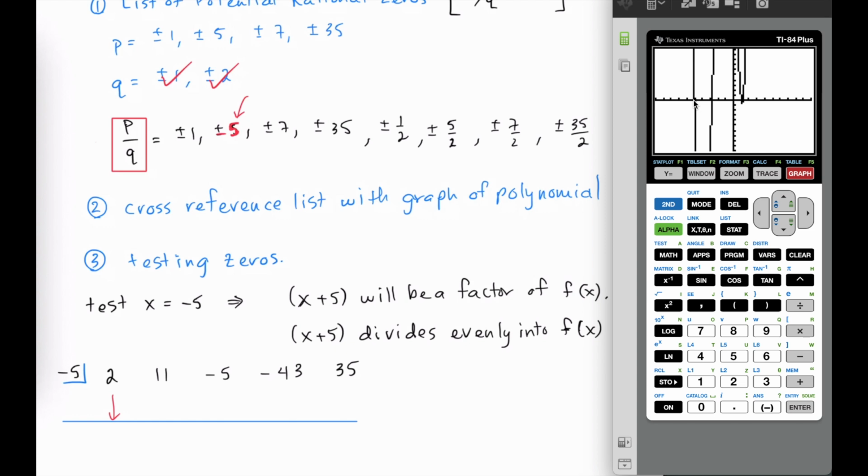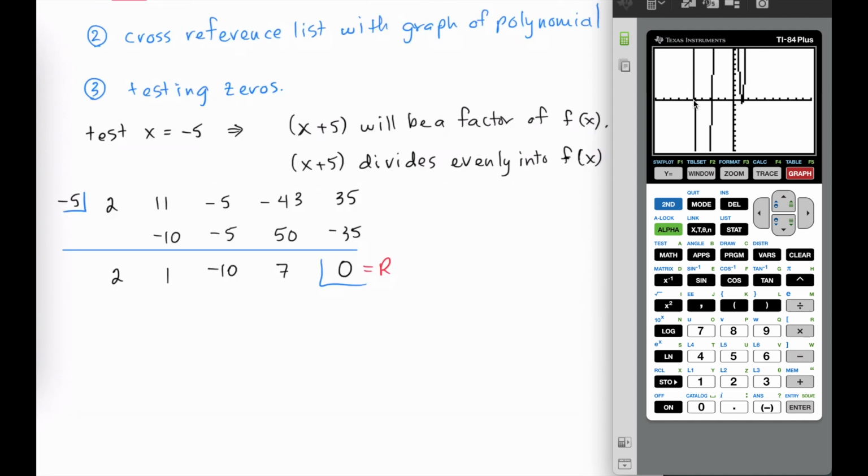We start by bringing down that leading coefficient, which is 2, and then multiply on the diagonal. -5 times 2 is -10, and then we combine down. 11 combined with -10 is +1. We multiply on the diagonal to get -5, and again we combine down to get -10. We multiply on the diagonal, which gives us +50. That product is written under the next coefficient. And then we combine down, -43 combined with 50 is +7. We multiply on the diagonal, -5 times 7 is -35. And when we combine down, we get a remainder of 0.